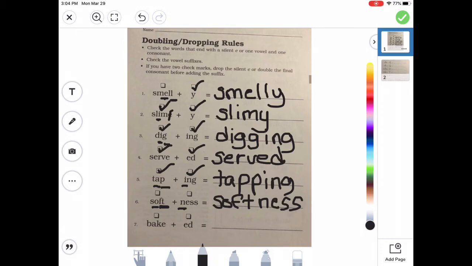All right, what's this word? That is a CVCE word, so I know that it's going to be a long A, sneaky E. So I can check that box because I know that that E is silent, okay? And go ahead and cross it off. And then ED is added to it, so I'm going to make sure that I dropped that E off. So baked, because we don't want it to say BAKEED. We've already got it. So let's read those words one more time. Smelly, slimy, digging, served, tapping, softness, and baked.